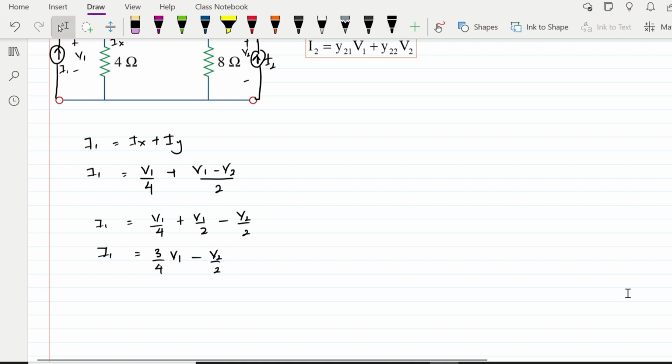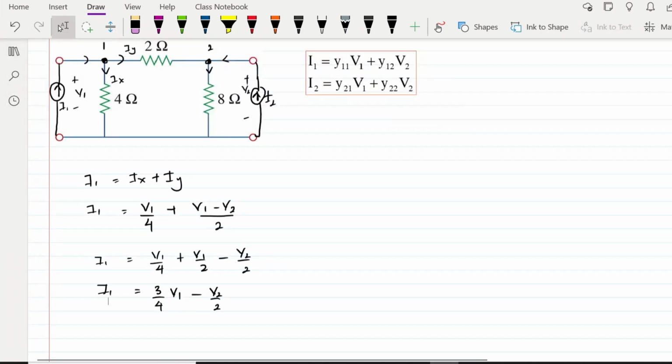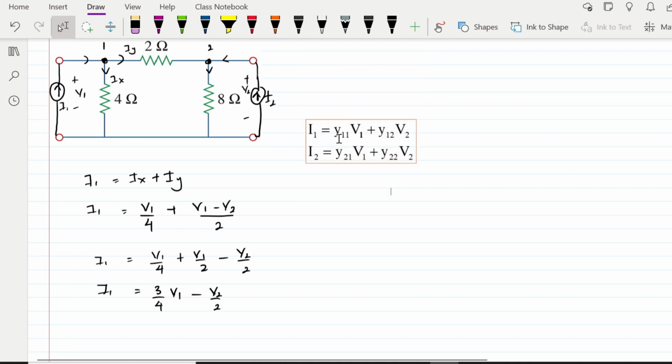And now compare the equation. I1 equals to, what is beside V1? 3 over 4. What is beside V2? Negative 1 over 2. So that's actually Y12. So Y11 equals 3 over 4 siemens, and Y12 is negative 1 over 2 siemens. Done.